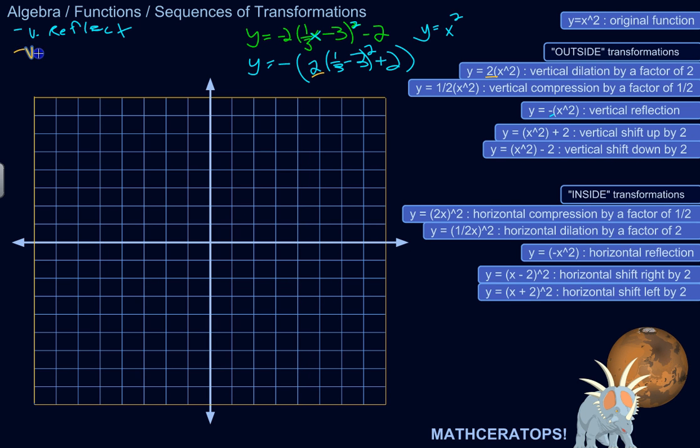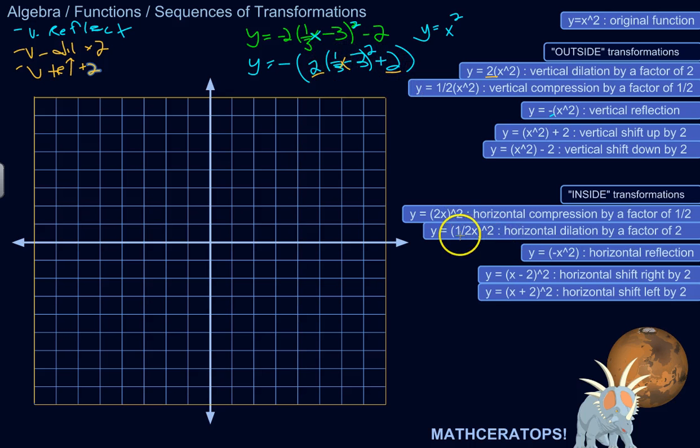So let's do vertical dilation by a factor of 2. Oops, forgot my x in here. Let's see. We've got a vertical shift up, a translation up by 2. Translation up by 2. So that takes care of that piece and that piece. So let's look at this inside stuff.